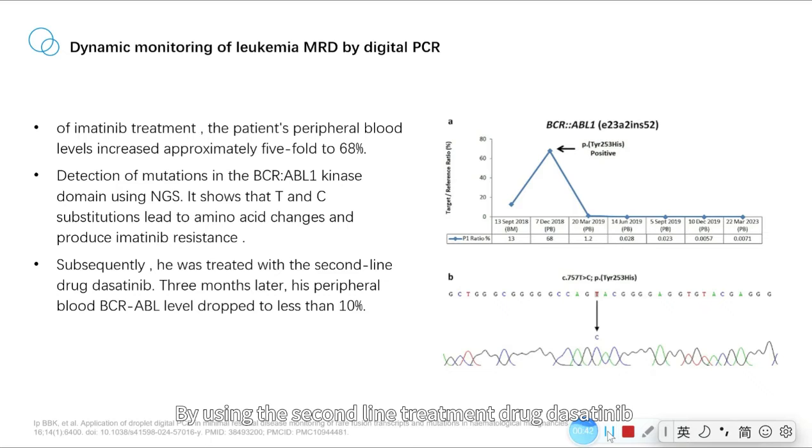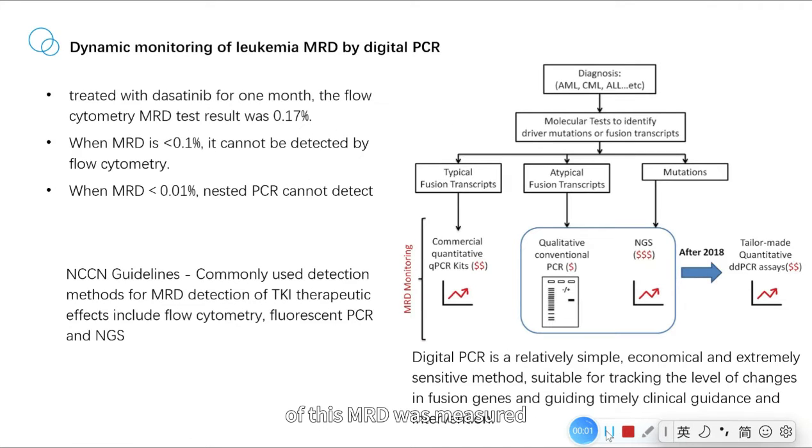By using the second-line treatment drug dasatinib, the level of BCR-ABL in the peripheral blood can be reduced to less than 10%. The level of MRD was measured in another patient who had been treated with dasatinib for 1 month. The flow cytometry result was 0.17%. When MRD is less than 0.1%, flow cytometry cannot detect it. When MRD is less than 0.01%, qPCR cannot detect it either. However, the sensitivity of digital PCR to detect MRD can be 2 orders of magnitude higher.